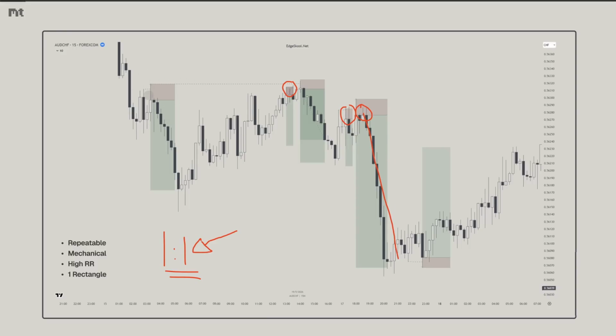So if you prefer something with high reward to risk, mechanical, repeatable as well, and only focused on one rectangle or one box for the entry, then this video is for you.